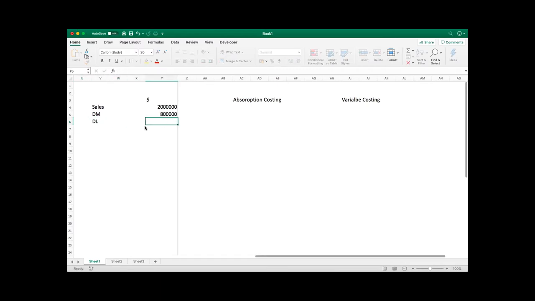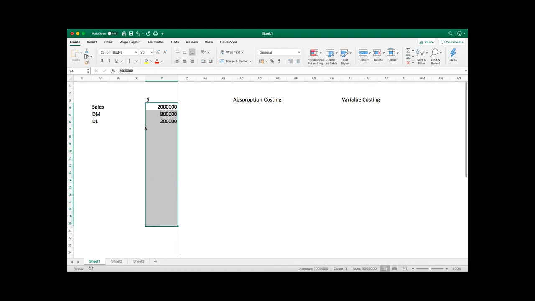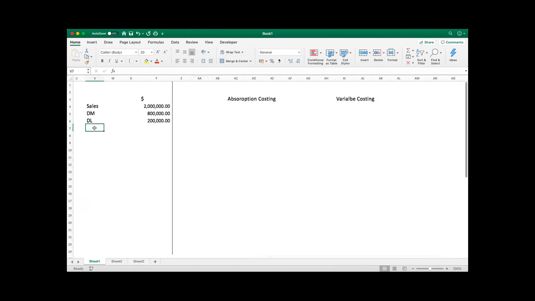Now let us understand practically what the absorption costing method and variable costing method are, and which method you should use if you are a tax representative, a tax officer, and which method you should use if you are the owner of the company. Assume that we have a sale of $2 million, and we have direct material of say 800,000, direct labor of say 200,000.